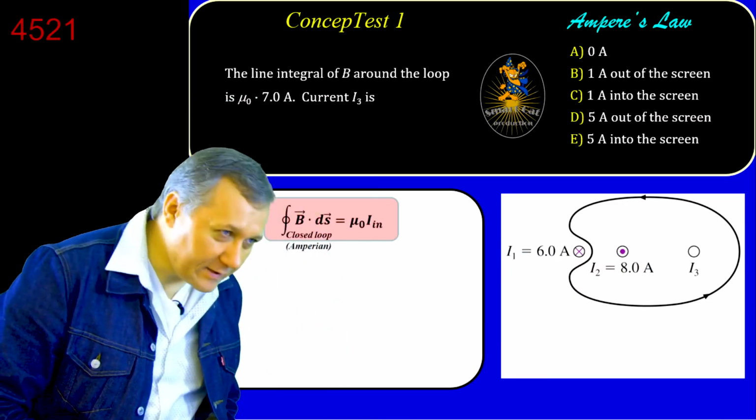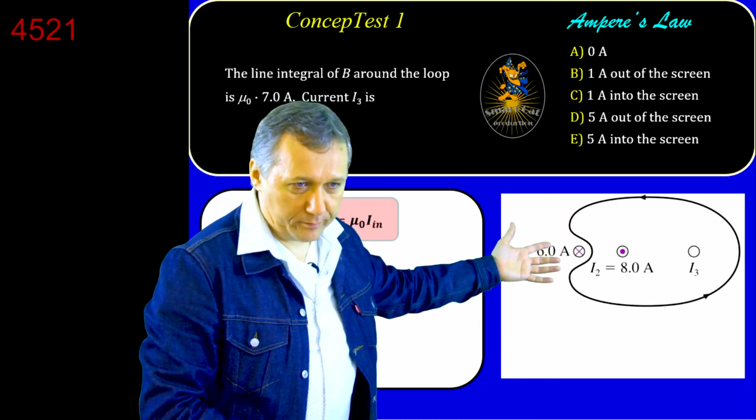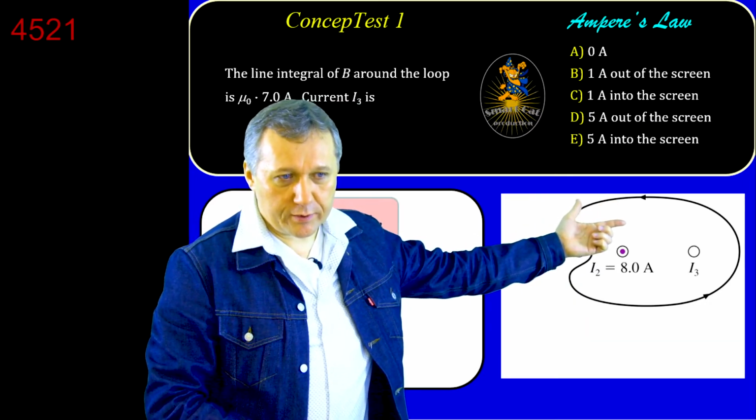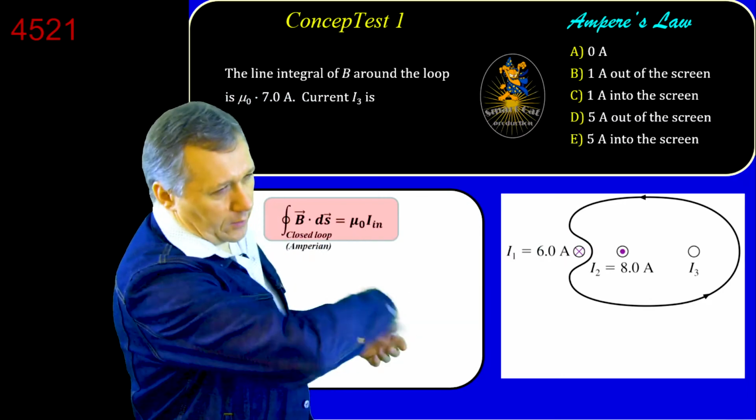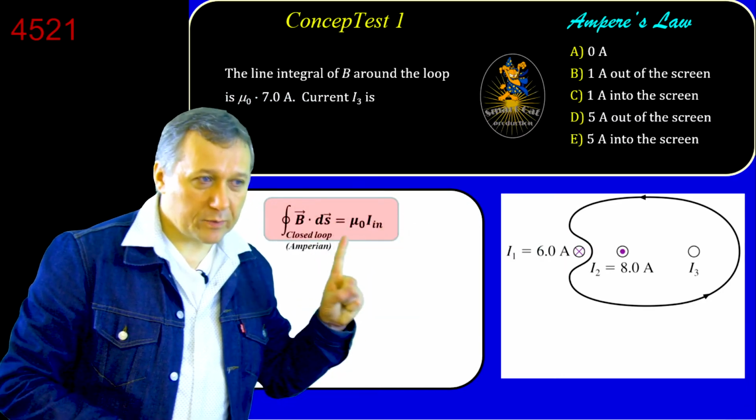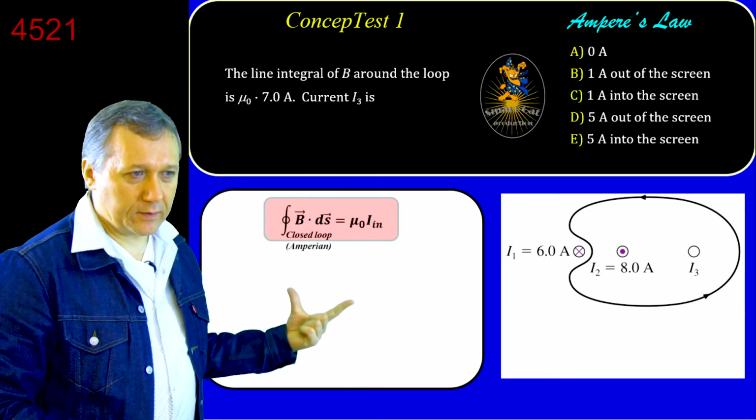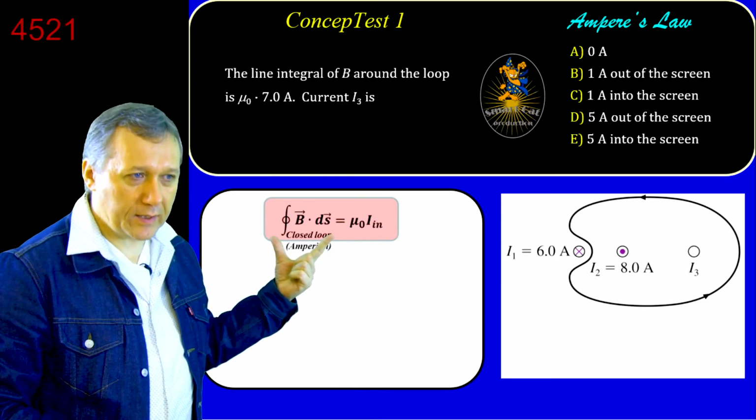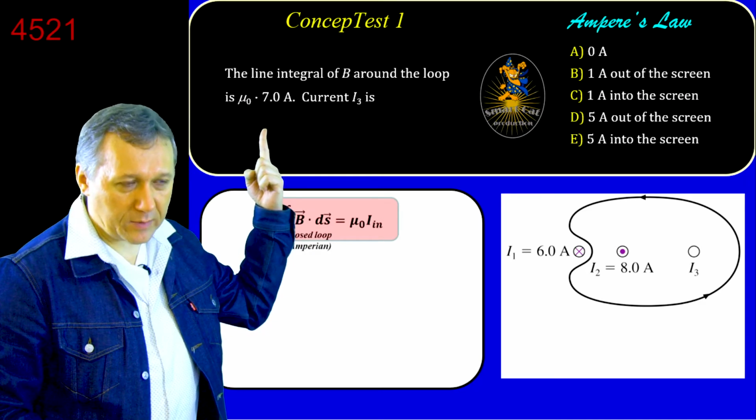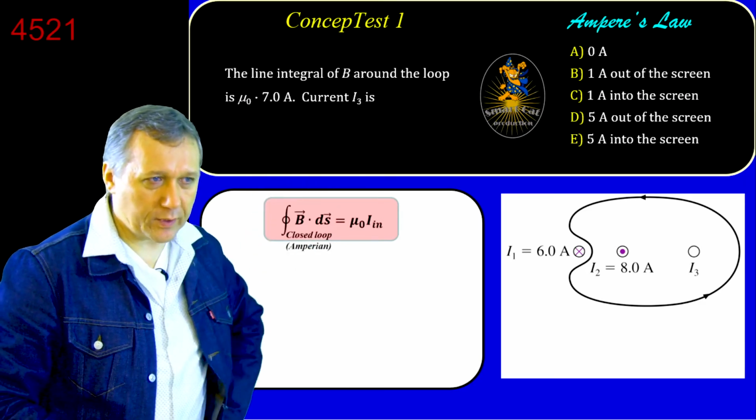Then somebody was nice enough to pick for us an Amperian loop. You see this Amperian loop, a closed loop, and the direction of integration is given. It's counterclockwise, right? And somebody was nice enough to calculate for us the line integral of B dot ds. The value is mu naught times 7, given in terms of mu naught, so it will be easier for you to calculate.